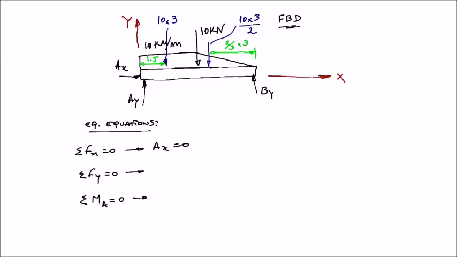Summation of forces in the y direction equal to 0. We have the reaction at point A plus the reaction at point B minus the 10 kilonewtons, this concentrated load, minus 10 kilonewtons. We have now the equivalent forces, this one, for the UDL on the left, so minus 30.